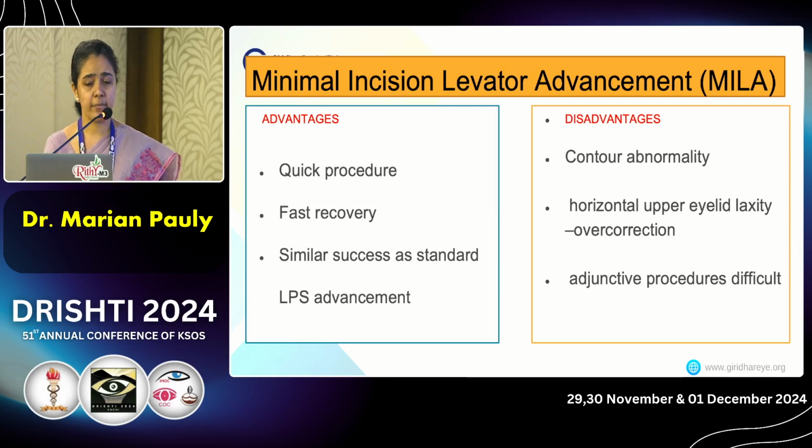Here the advantage is very quick and fast recovery and more or less similar success as standard levator. But the disadvantage is sometimes if the suture is not really in the correct plane, you can get contour abnormalities. Similarly, overcorrection, which we have already seen. And if you're planning any adjunctive procedures like blepharoplasty, it will be difficult with Mullerectomy. So this is just to make the patient comfortable and will finish very fast.